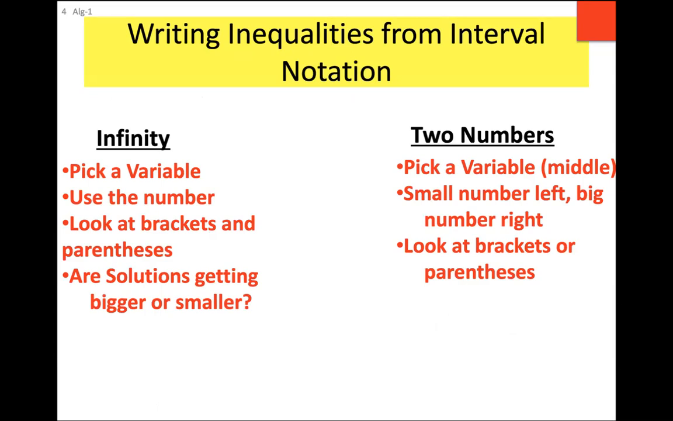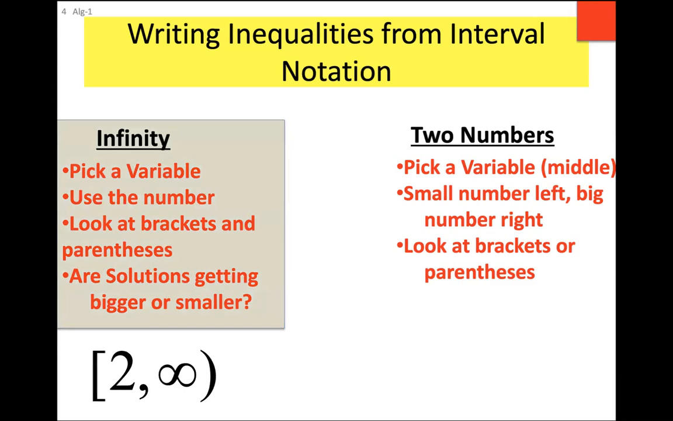You're going to look at the brackets and parentheses, and you're going to ask yourself, are the solutions getting bigger or smaller? If there are 2 numbers, you're going to pick a variable. It means a letter. That letter will go in the middle. The small number goes to the left of that. The big number goes to the right. And you look to see if you have brackets or parentheses, and you put less than, greater than, depending upon what's there. All right, so here's an example of what that would look like if you had an infinity symbol. Here's what that would look like. You're going to follow those rules. Here's what it would look like if you had something in the middle.